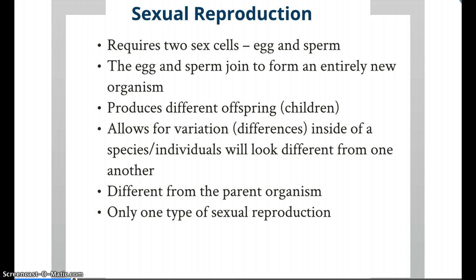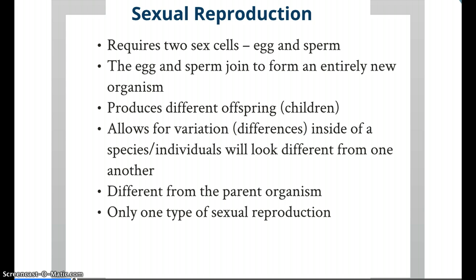There are two main types of reproduction. The first one is sexual reproduction. Sexual reproduction requires two sex cells. In the female, it is the egg, and in the male, it is the sperm. In order for the actual process of sexual reproduction to take place, the egg and the sperm must join to form an entirely new organism.